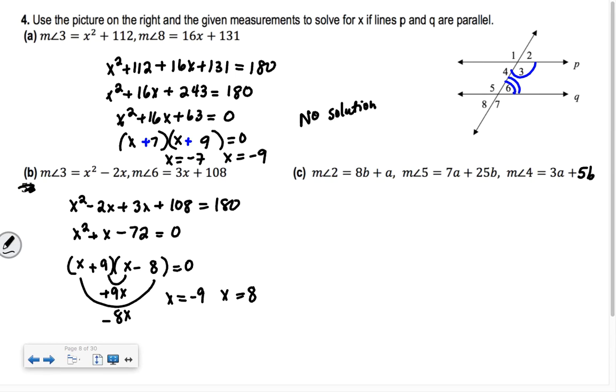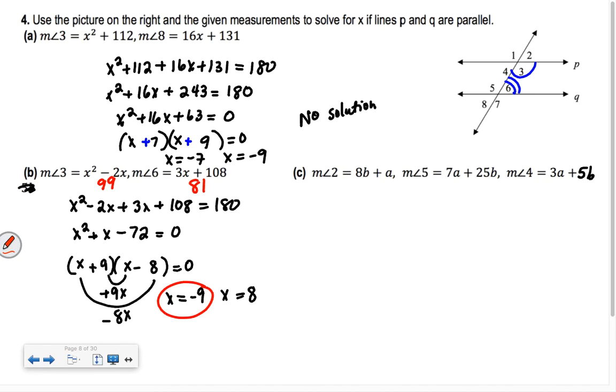So if I plug in negative 9 into the x squared minus 2x, oh, you know what? That last one might have worked. I don't know. Let me think about it. Negative 9 squared minus 2 times negative 9. So when I plug in negative 9, I get that this one is equal to 99. And when I plug in negative 9, I get 3 times negative 9 plus 108. This one's equal to 81. So do those add up to be 180? Yeah. Were both of them positive angles? Yeah. So we're good with negative 9. Negative 9 works.